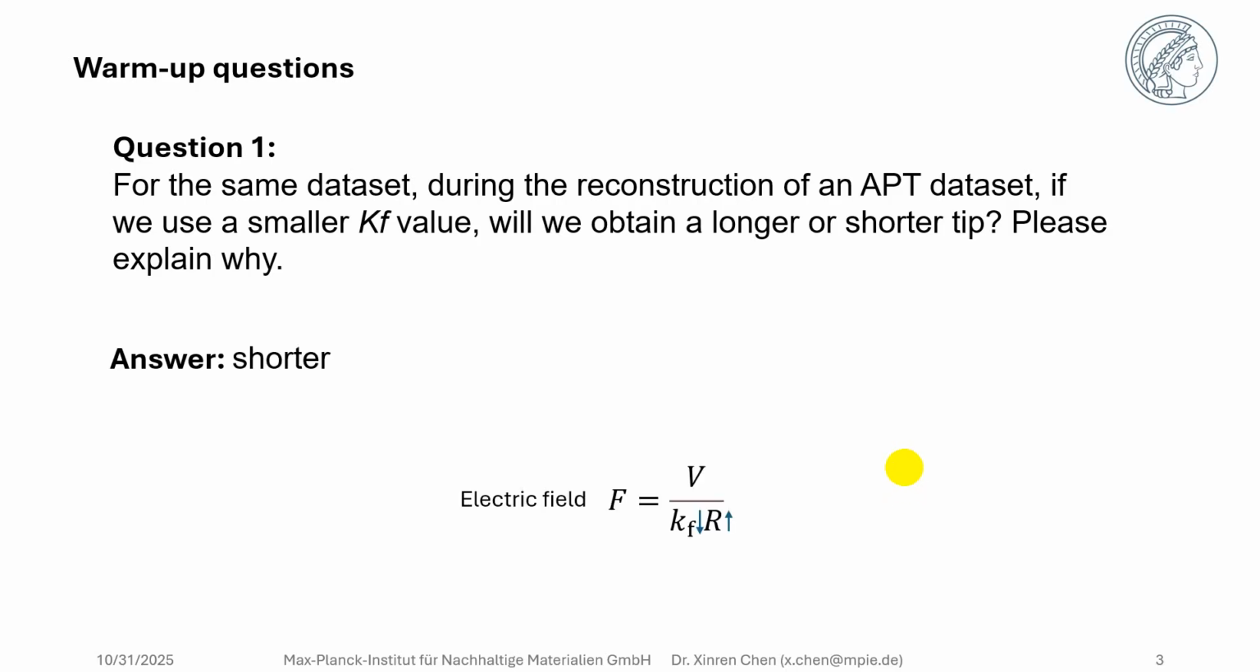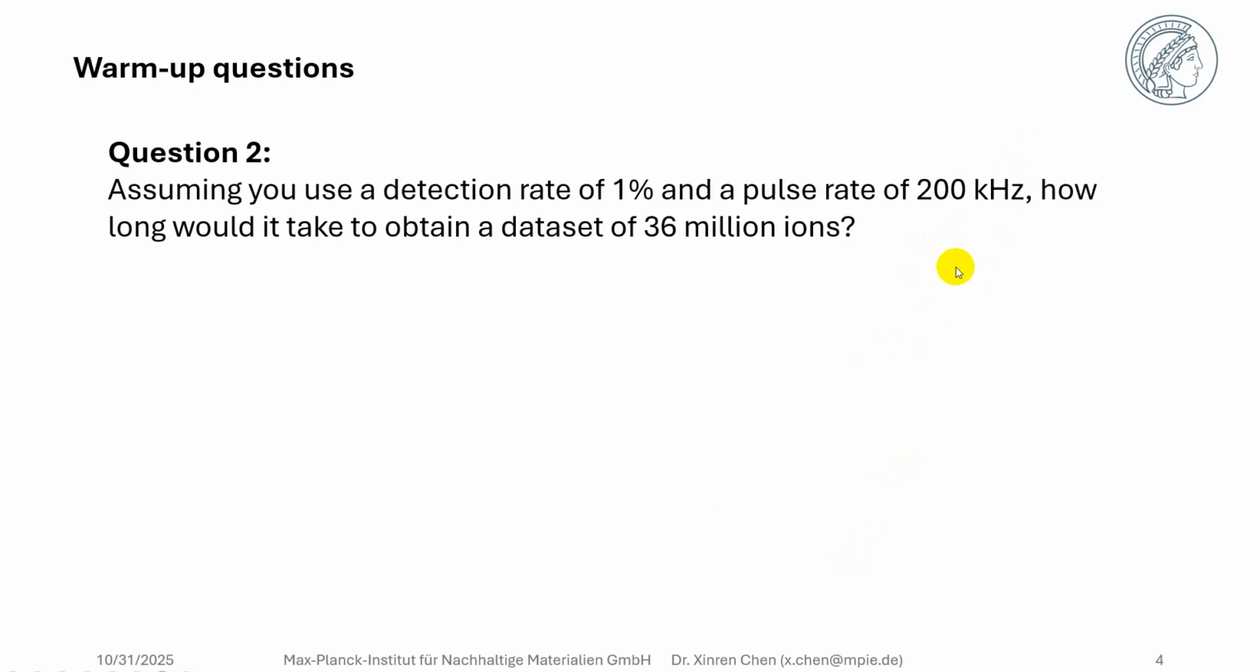Yes, you are right. The answer is shorter, because once we have a smaller KF value, that means for the same electric field, the radius will become larger. That means during the reconstruction, we will have artifacts, because the software just treats your tip as a shorter tip.